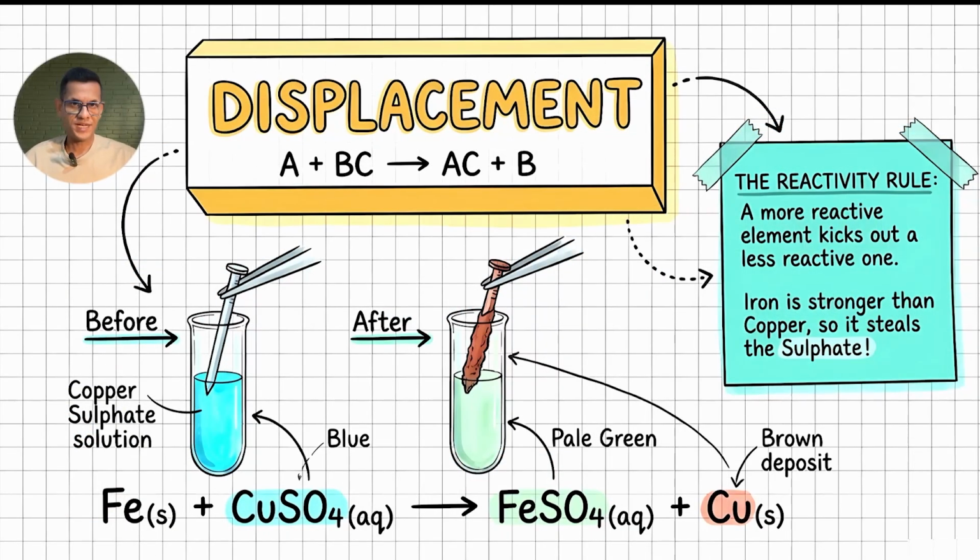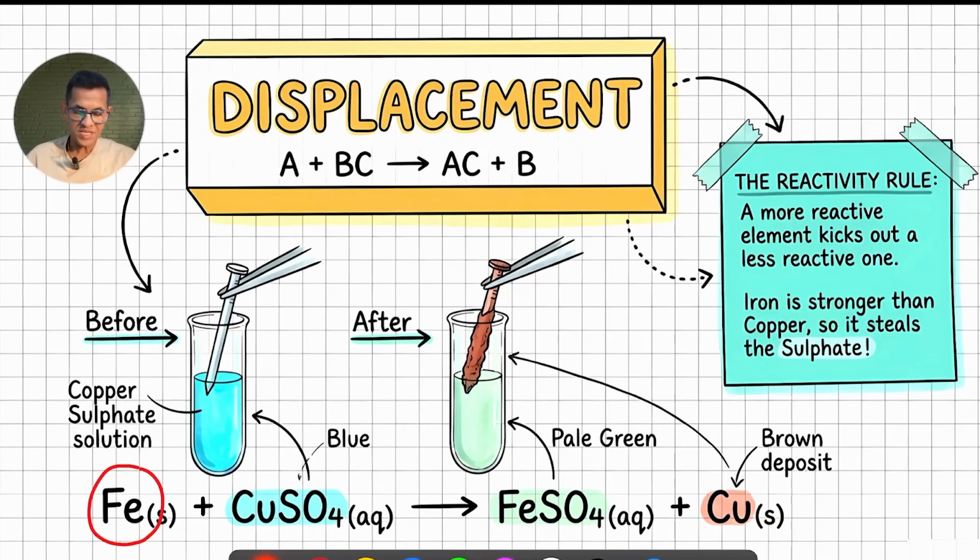Next category of reaction is called displacement reaction. So what is the definition of displacement reaction? A displacement reaction is a reaction in which a more reactive element, like iron in this case, displaces or replaces a less reactive element, like copper in this case, which is less reactive than iron, from its salt solution. It takes its place and forms a new compound.